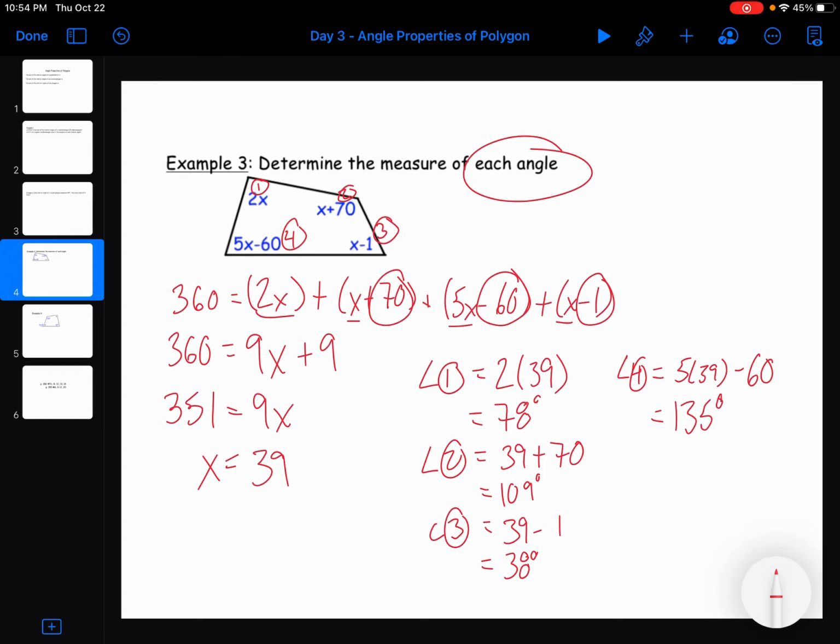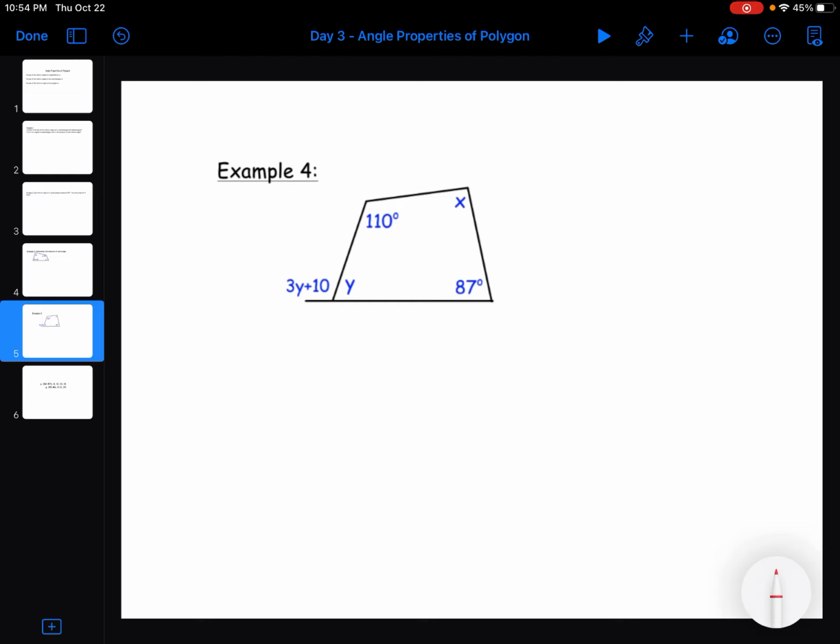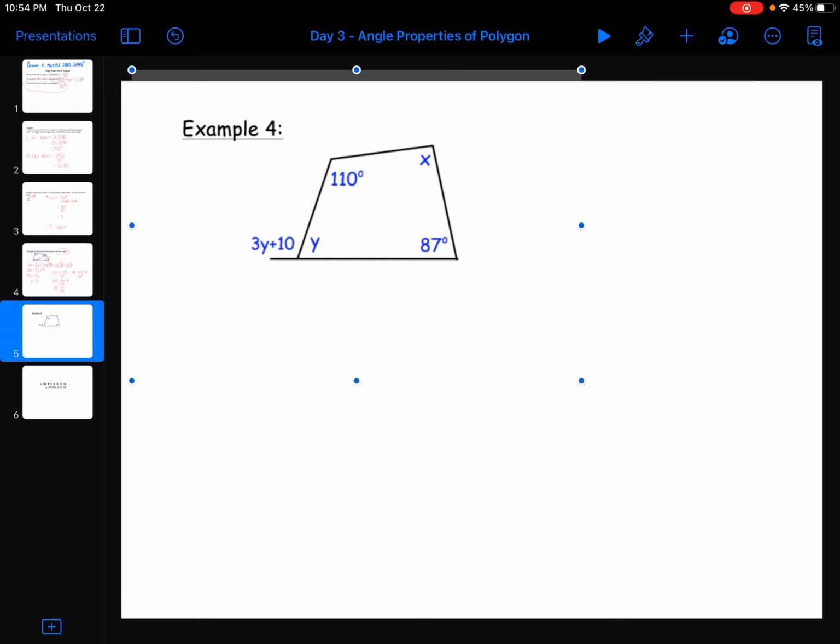And now we can check to see if we're right by adding up all those angles. 135 plus 78 plus 109 plus 38. And that's going to give us 360 again. All right, last one. If I give you an example like this, and I realize this is a little bit difficult, but what we have to recognize are a few things. We know that first, this has to add to 180. Okay, and that's going to help us a lot, because that's going to help us find that x. So we're just solving for x and y here.